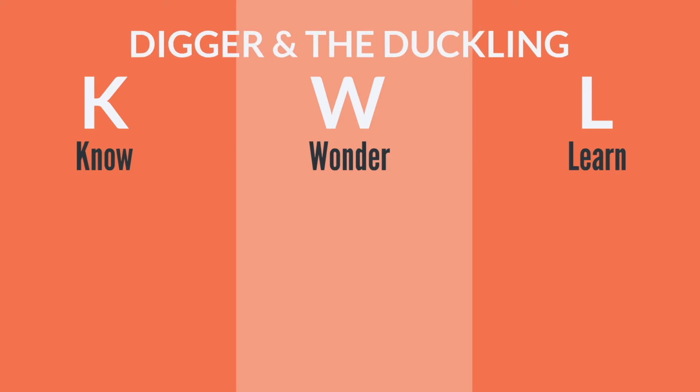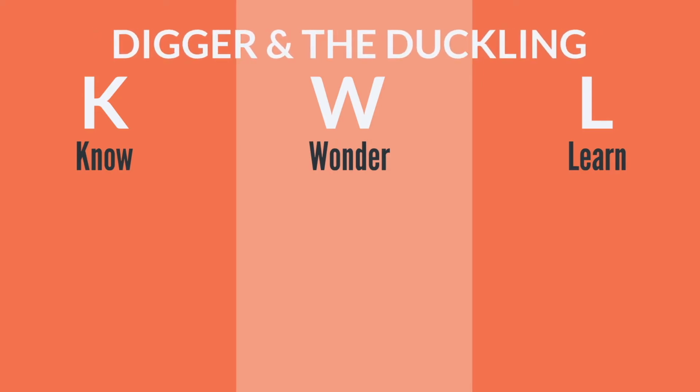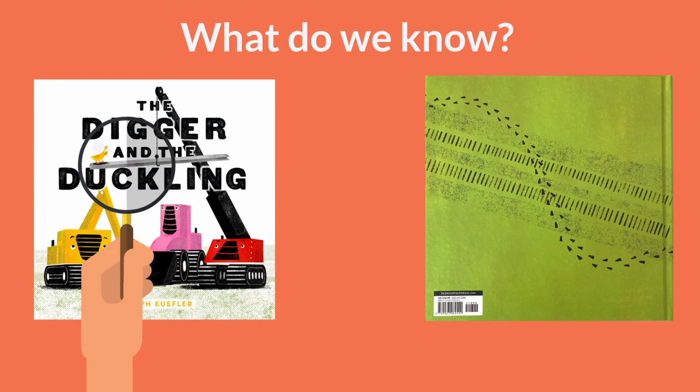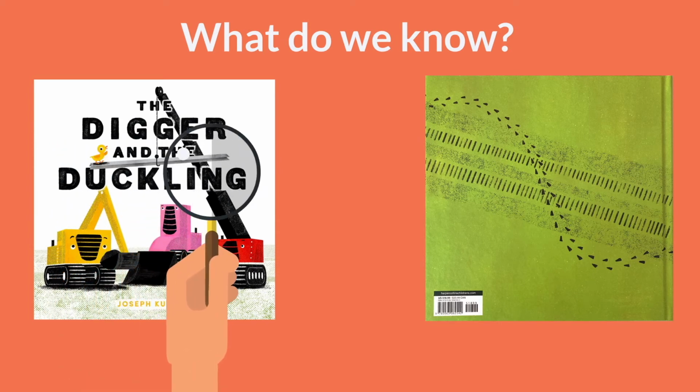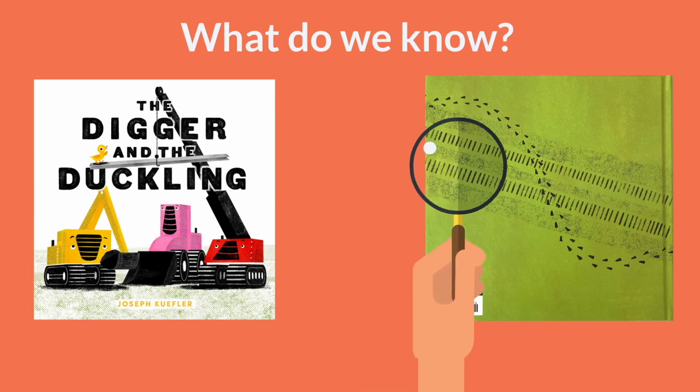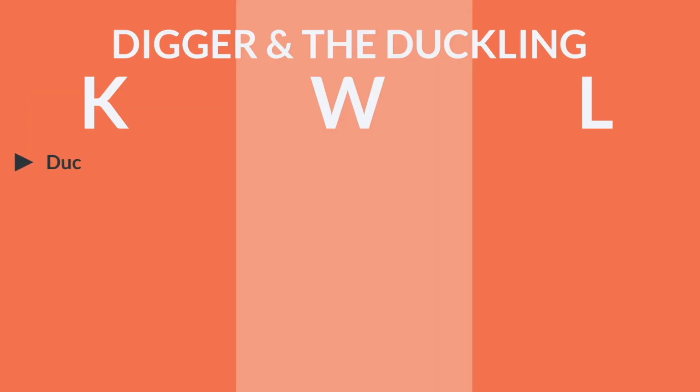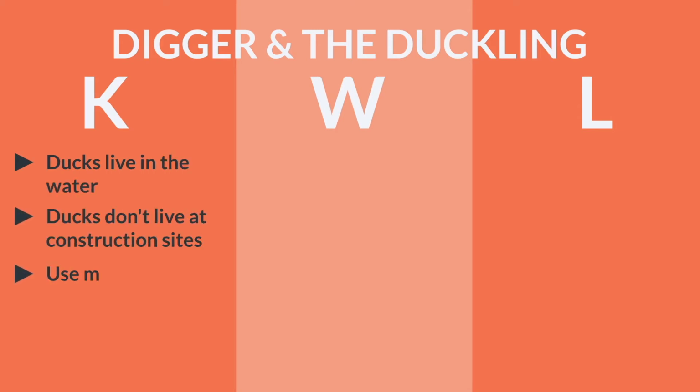Let's complete a KWL chart for The Digger and the Duckling. Let's ask ourselves, what do we already know? I'm going to look at the front and back cover and the first pages of the book to get some ideas. I know ducks like to live in the water and aren't usually found at construction sites. I know people use machines like this to build things. You want to write down anything you know about the topic. If we were to keep going, you'd want to write more ideas here.